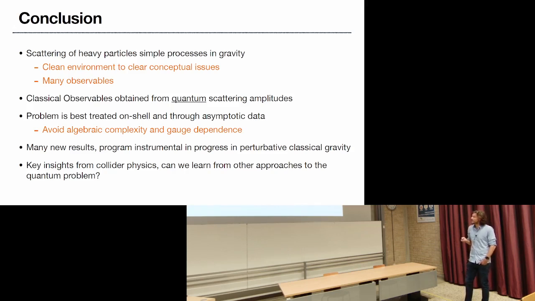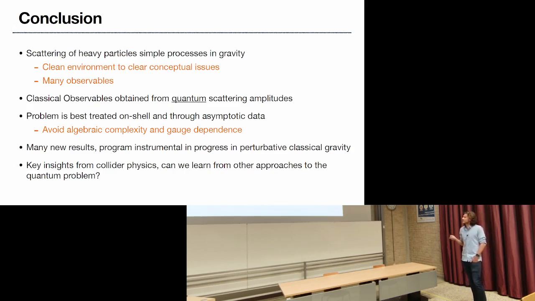Maybe the main point of this talk is that scattering is a very interesting process that people should look at. It provides a very clean environment to study, and that should help with clearing up conceptual issues. There are many issues in the classical GR community that are still floating around, and that prevent even from incorporating results into the pipeline for LIGO and Virgo and so on. There are many observables that one can consider.